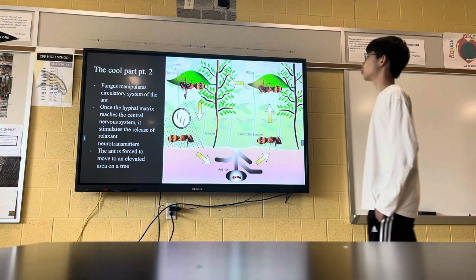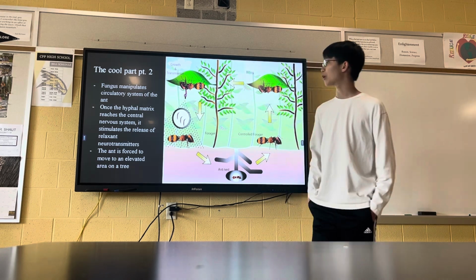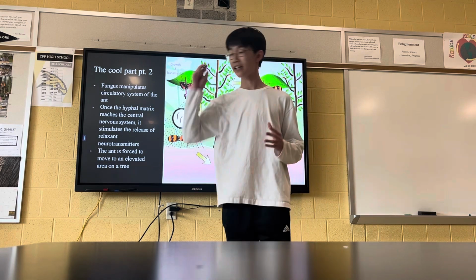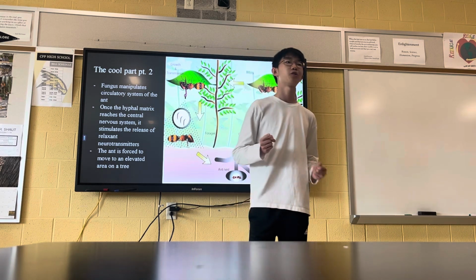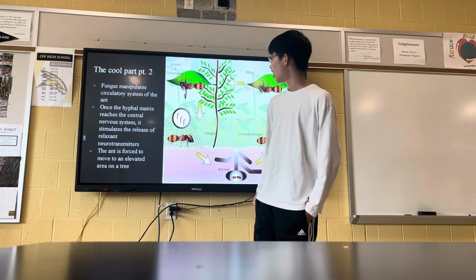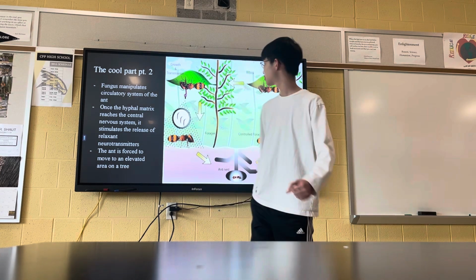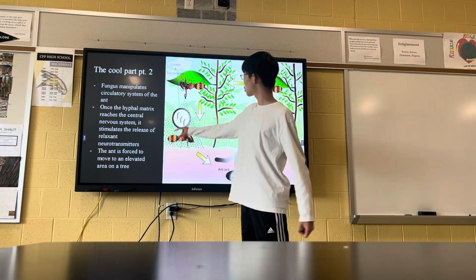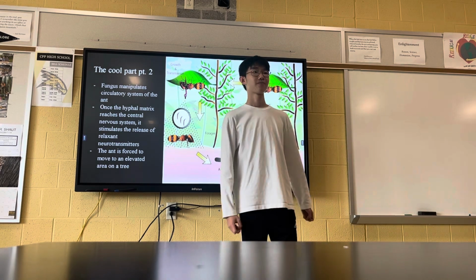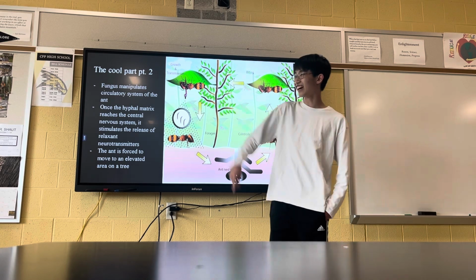Part 2. Like I said in my answer, the fungus manipulates the circulatory system of the ant. Once the hyphal matrix, which is the stuff growing inside the ant, reaches the central nervous system of the ant, it stimulates the release of relaxant neurotransmitters, which basically means it's getting the ant high. The ant is then forced to move to an elevated area on a tree, so that it can get the widest coverage of spores when that reproductive structure inevitably comes out of the base of its head. And apparently so it can get higher.